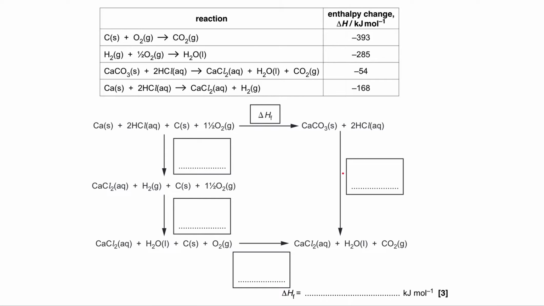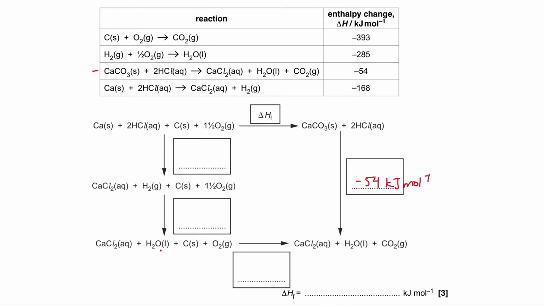So if we look at this reaction here, we've got calcium carbonate reacting with hydrochloric acid to form calcium chloride, water, and CO2. What I've just said there is the same as this equation over here. So calcium carbonate plus hydrochloric acid makes calcium chloride, water, and carbon dioxide. And it's the same molar ratio as what we've got over here. So that means it's this exact number over here. So I'm just going to put minus 54 kilojoules per mole into this box here.